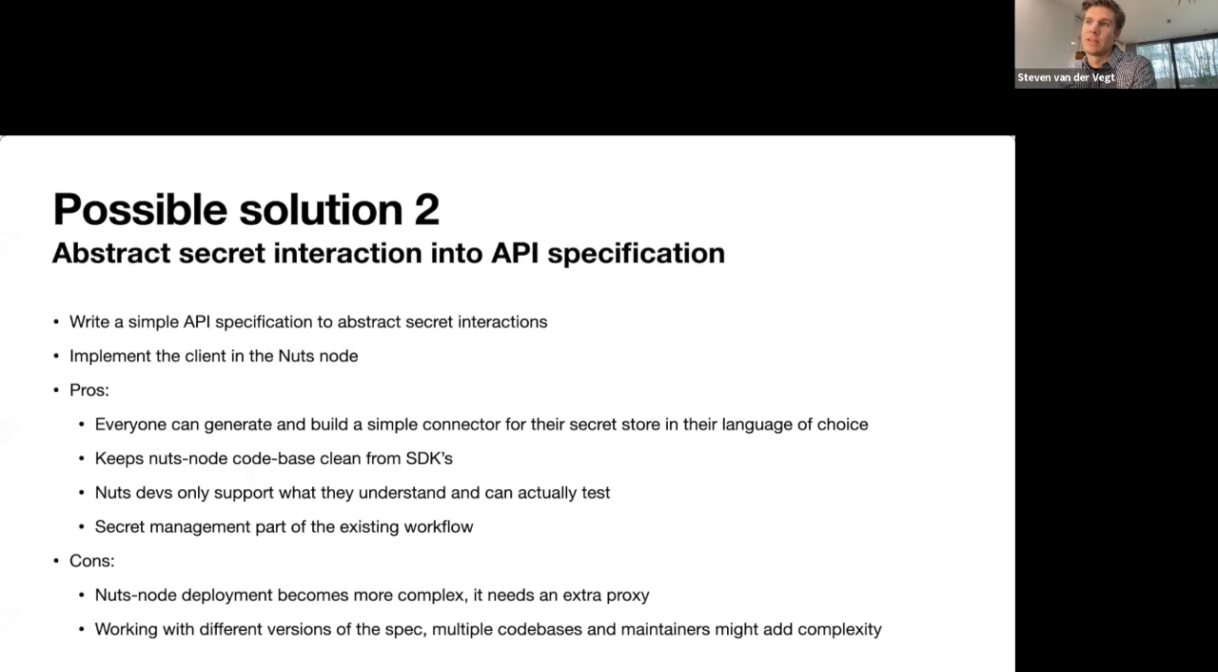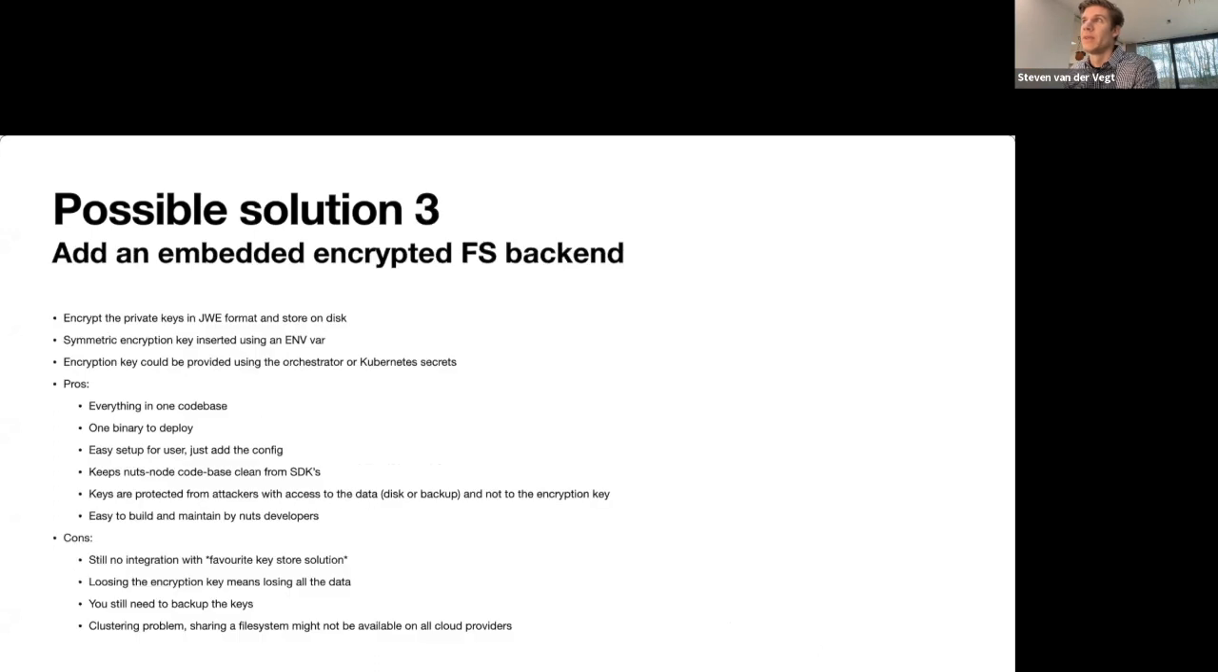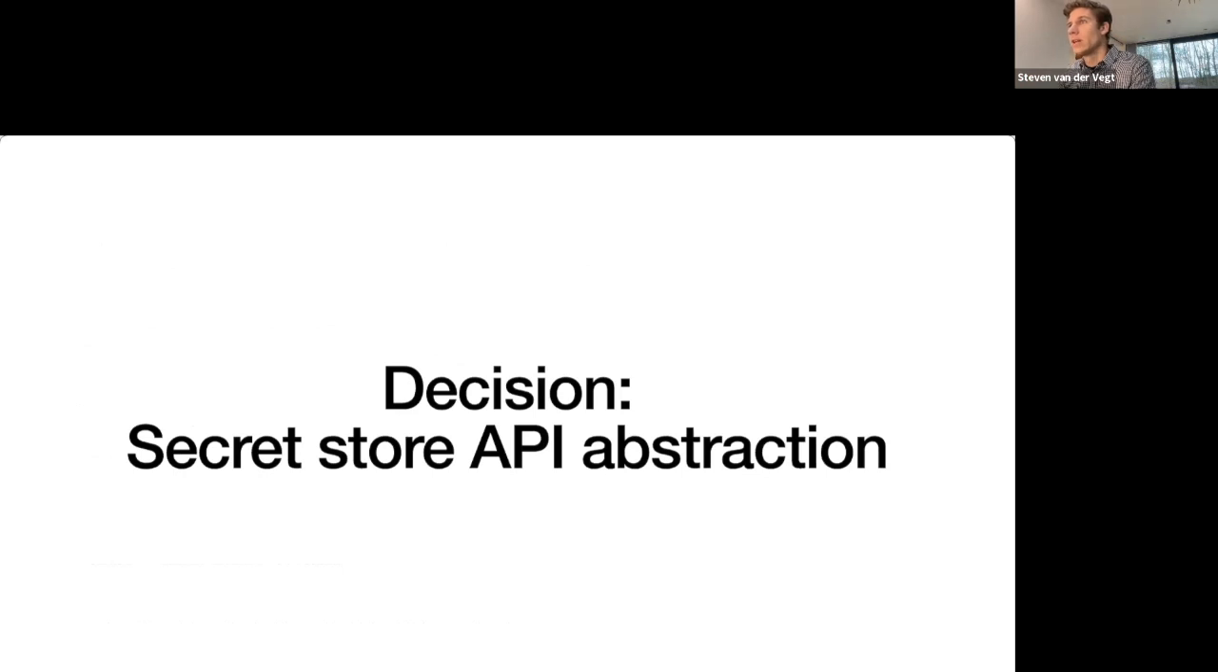But there are also some downsides, of course. You need to deploy an extra proxy or connector, and there might be some extra complexity when you have to communicate with maintainers of these code bases about version changes. The third option we thought about was just to keep it simple and make an encrypted file storage backend. Here are a few points. I won't go over them, but the main downside is, of course, that it's still on the disk, and it doesn't integrate with all the existing key stores. So we decided on option number 2.